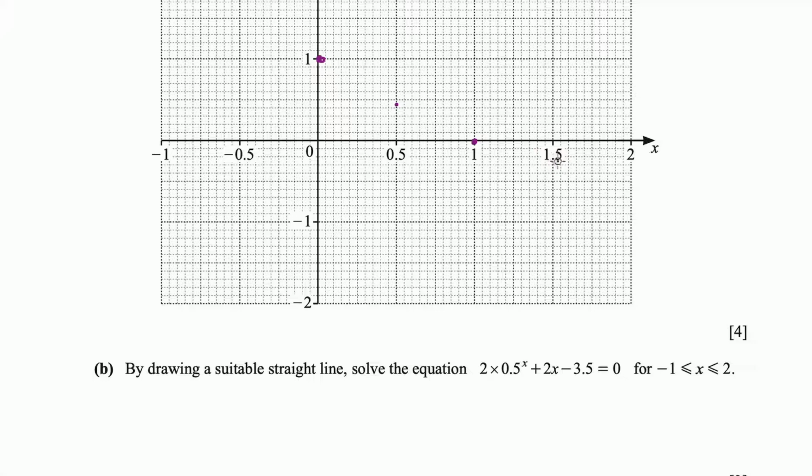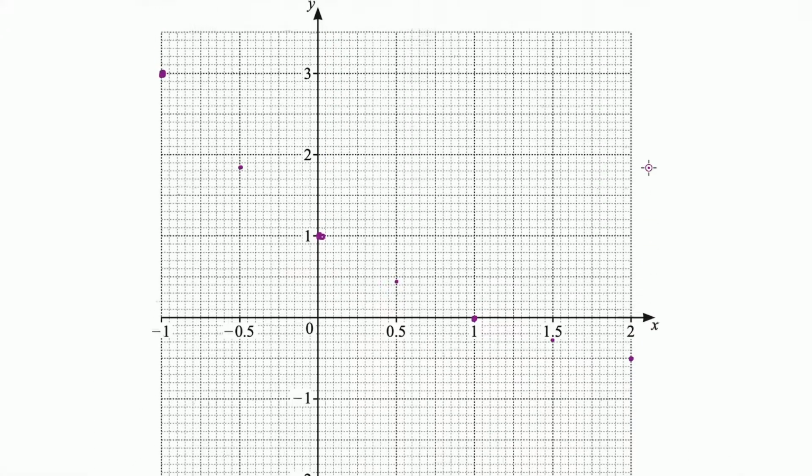So this is 0.2. Very close to 0.3. This is 0.29. And for 2 it would be minus 0.5. So this will be somewhere over here. Sorry. Minus 0.5 means exactly in the middle. Okay. So these are the points.